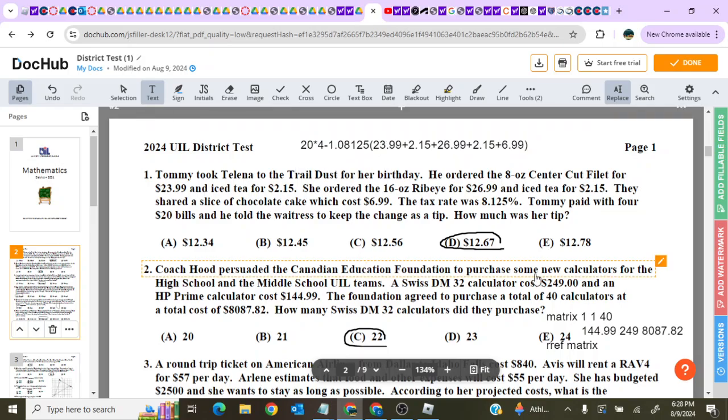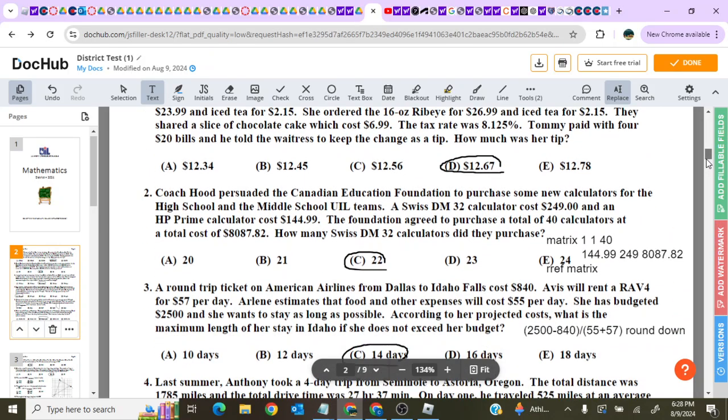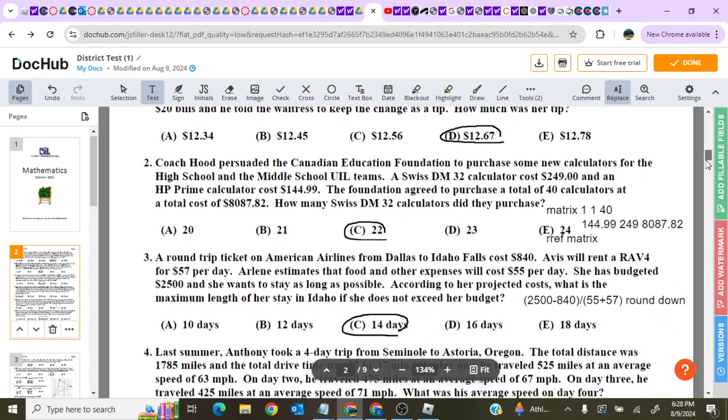Coach Hood persuaded the Canadian Education Foundation to purchase some new calculators for the high school and middle school UIL teams. A Swiss DM calculator costs $249, and a Prime calculator costs $144.99. They got a total of 40 calculators at a cost of $8,087.82. How many Swiss DM32 calculators did they purchase?